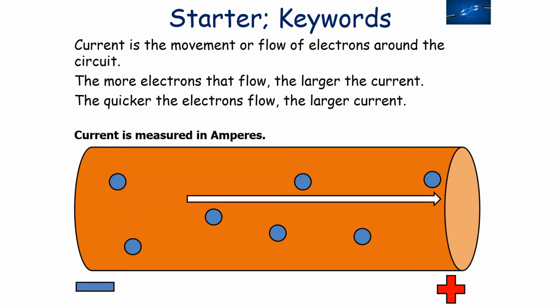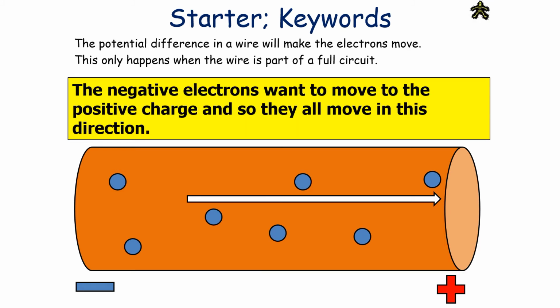So current is the movement or the flow of electrons around the circuit. The more electrons that flow, the larger the current. The quicker the electrons flow, the larger the current, and current is measured in amperes. So the negative electrons want to move to the positive charge as they are negatively charged, and so all move in the same direction.